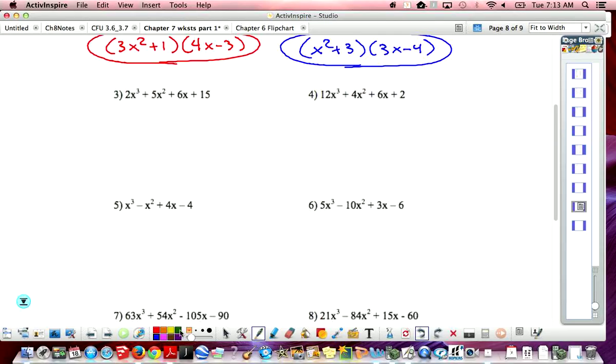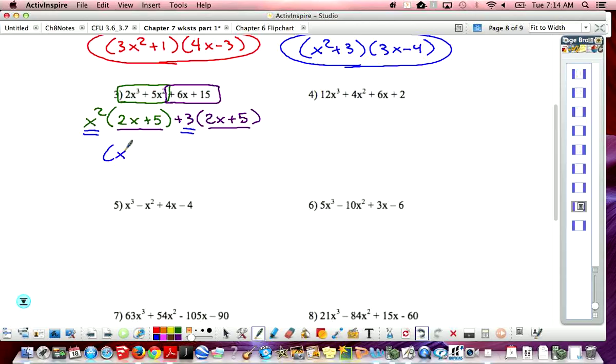Number 3, same process. Ask myself, what do these two terms have in common? Just an x squared. So I have 2x plus 5 left. Then I do the next one, 6x plus 15. They have a 3 in common, left with 2x plus 5, which is good. 2x plus 5's are the same. So I have x squared plus 3 sets of 2x plus 5's.